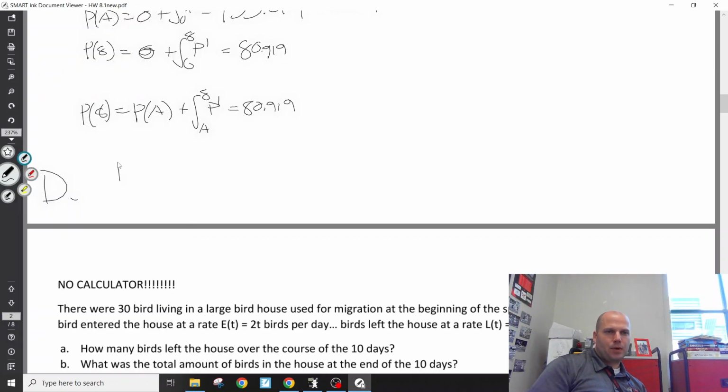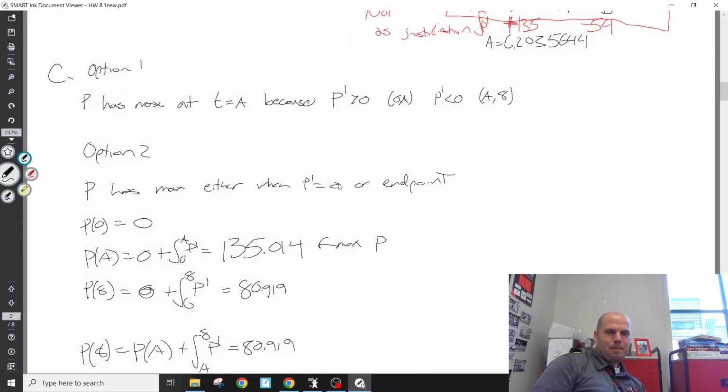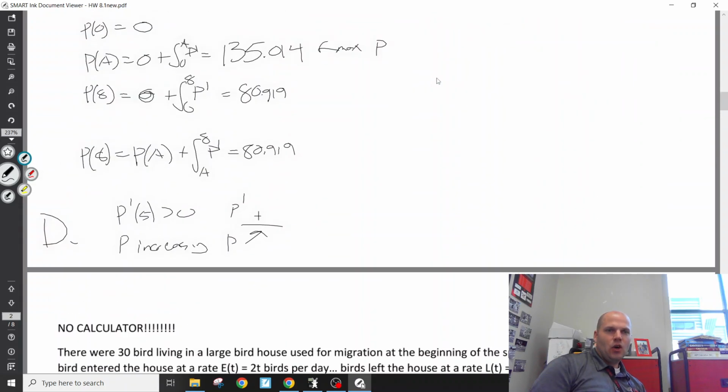Okay, P prime of 5 is positive. That means P has to be increasing. This is the whole P prime, P. Cool? But it's asking you, is the rate of change increasing or decreasing? This is not correct. It's asking you, is the rate of change increasing or decreasing?